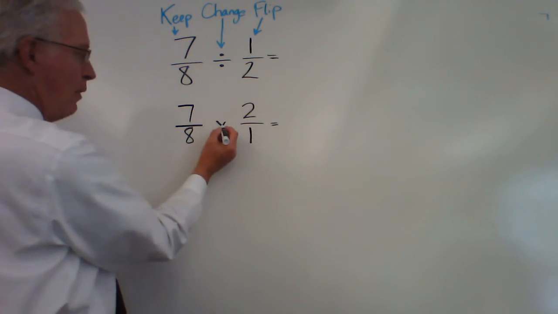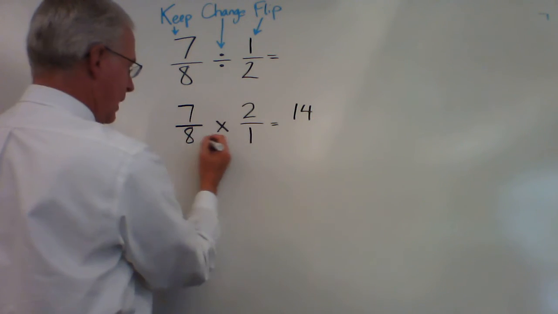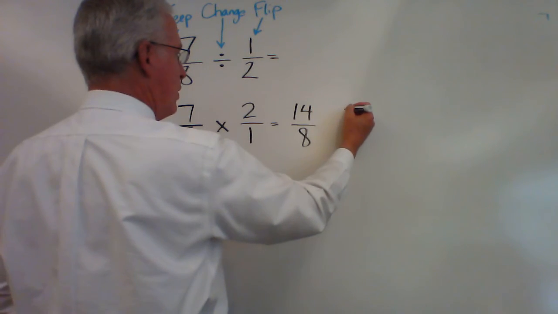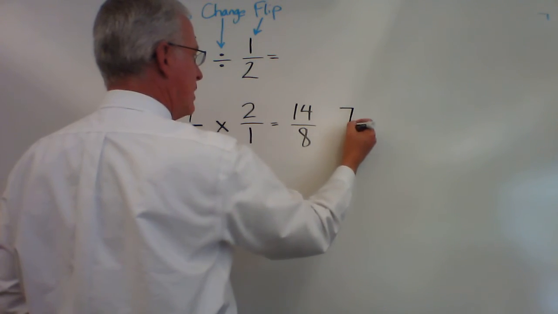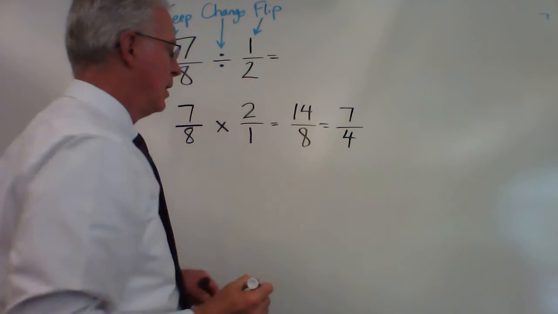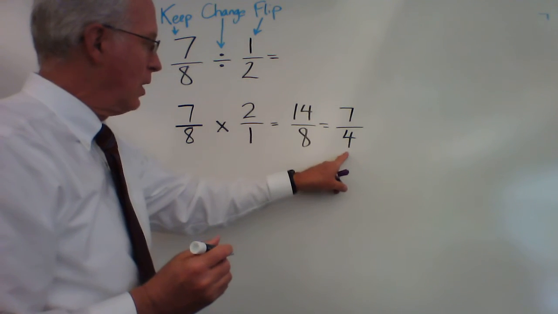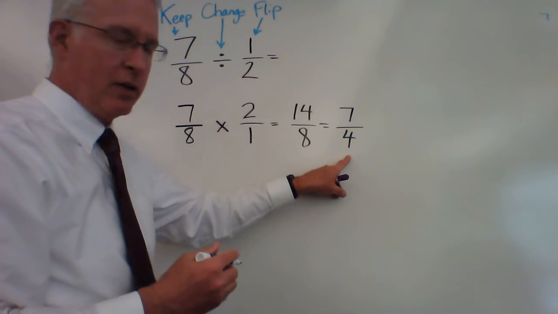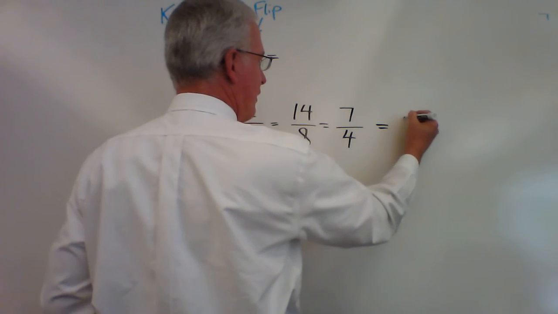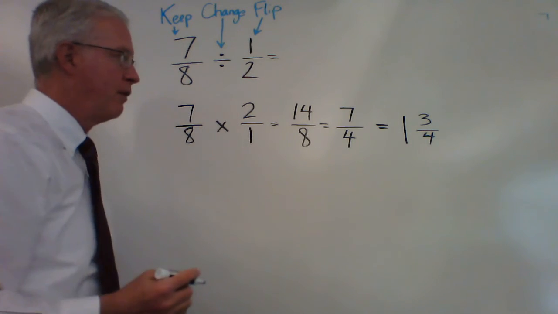So that means now that it's multiplication, we can go straight across. 7 times 2 is 14. 8 times 1 is 8. 2 goes into 14 7 times. 2 goes into 8 4 times. We've got an improper fraction. As I said earlier, for at least a while, we're going to turn our improper fractions into mixed numbers. So 4 goes into 7 one time with a remainder of 3.